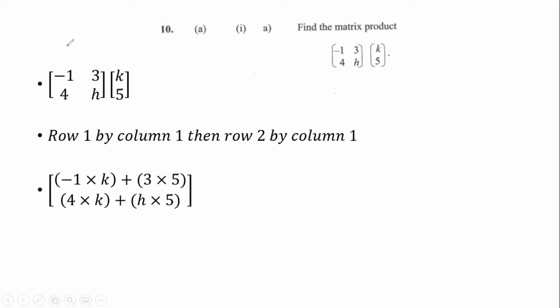So we have -1 being multiplied by k, and then 3 being multiplied by 5. So it is -1 multiplied by k plus 3 multiplied by 5. Then we have 4 being multiplied by k, and then h being multiplied by 5. So it is 4 multiplied by k plus h multiplied by 5.